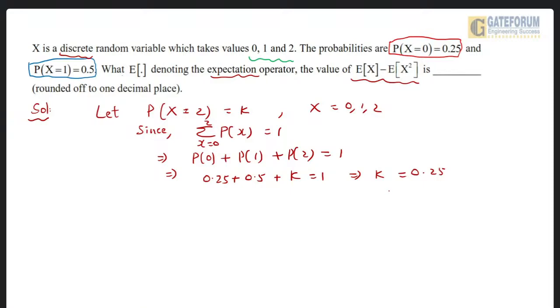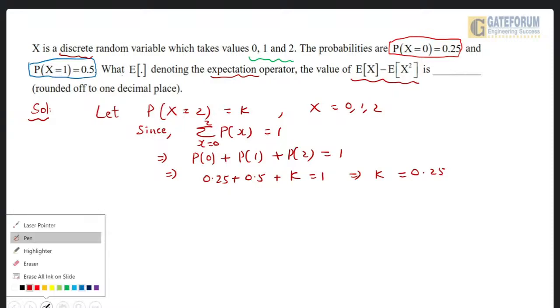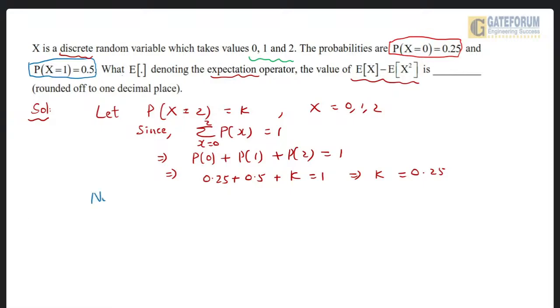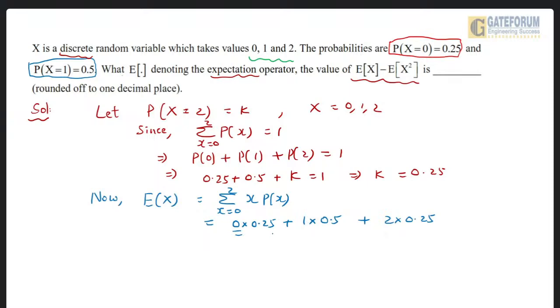Okay. Now E of x. Because it is a discrete random variable, the mean of the random variable x is the summation over x values 0, 1, 2, that is 0 to 2, of x times P of x. So this is 0 into P of 0, 0.25, plus x value 1 into P of 1, 0.5, plus 2 into P of 2, we got 0.25. So this is 0.5 plus 0.5. So the expectation of x is 1.